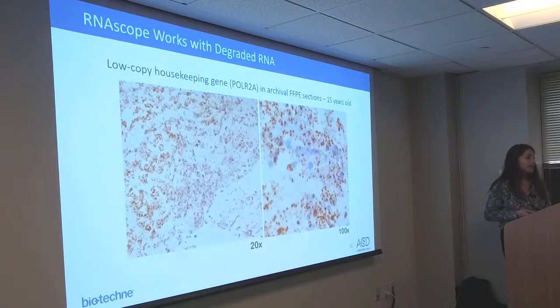And so, of course, we had to test that. So we started looking at housekeeping genes in 15-year-old FFPE samples. The dot that you see here at the smallest point, at 100x magnification, is a single instance of an RNA molecule.